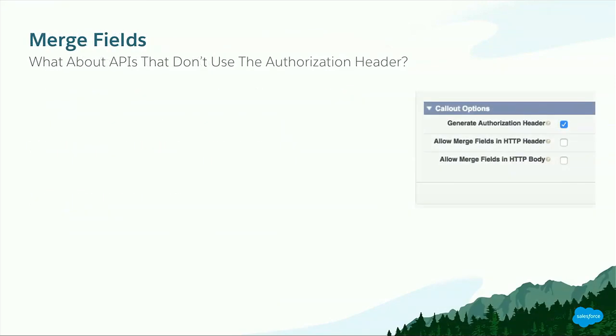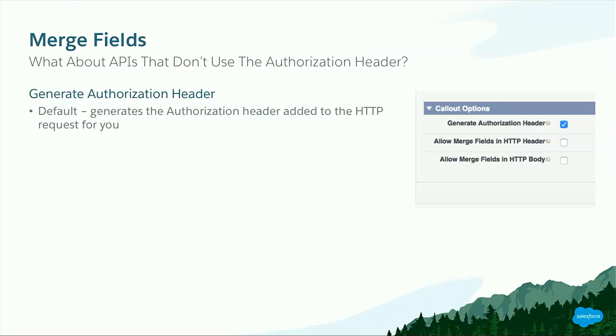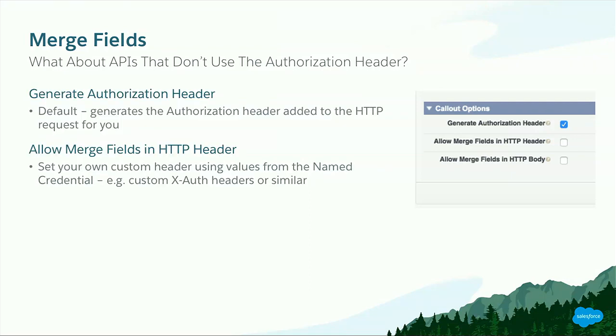Great. So what about some of our non-standard APIs? What if I don't use OAuth? What if I need to put an authorization header in a funny place? It's a custom header, custom parameter somewhere. Well, you can also use named credentials and use the merge fields that come with it. You'll notice here in the callout options, by default, generate authorization header is ticked. But I can also enable allowing the merge fields in the HTTP header and HTTP bodies of the request going out. So what are some examples?